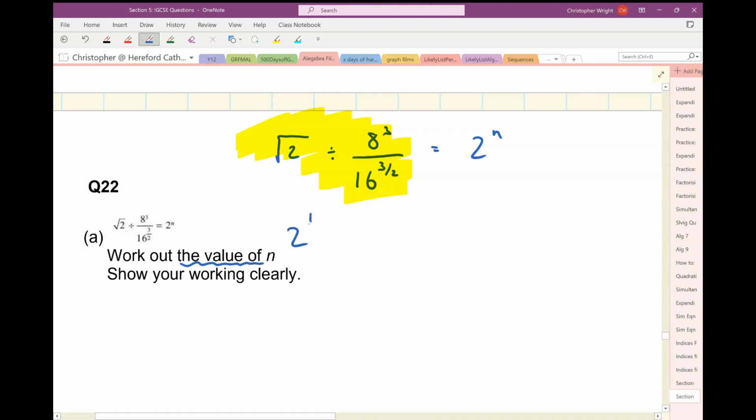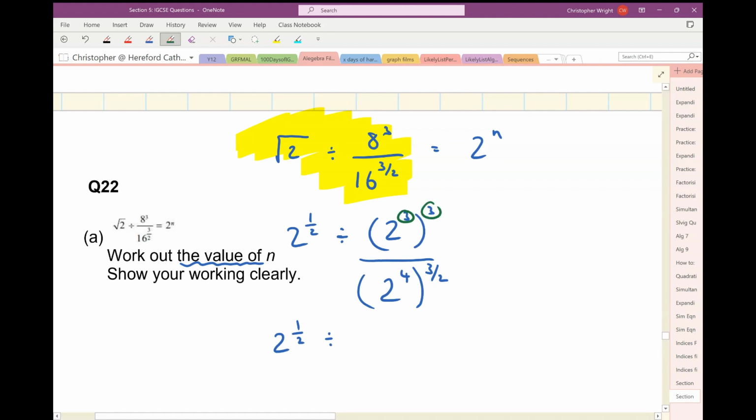So I've got 2 to the power of a half divided by 8 is 2 cubed. So 8 cubed is 2 cubed cubed. 16 is 2 to the power of 4. So I've got 2 to the power of 4 to the power of 3 over 2. Right, let's continue. That is 2 to the power of a half divided by, now remember, your rules of indices. The top there is equal to 2 to the power of 9, and that's divided by 2 to the power of, again, rules of indices, 4 times 3 halves is 2 to the power of 6.